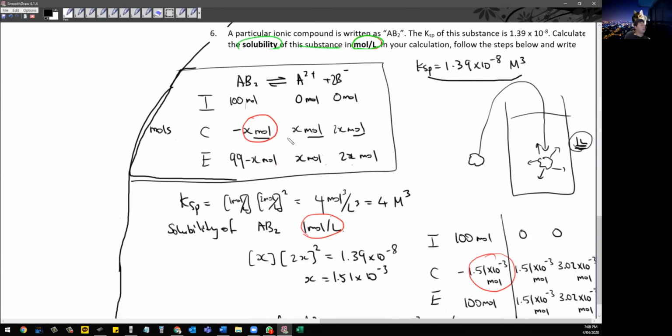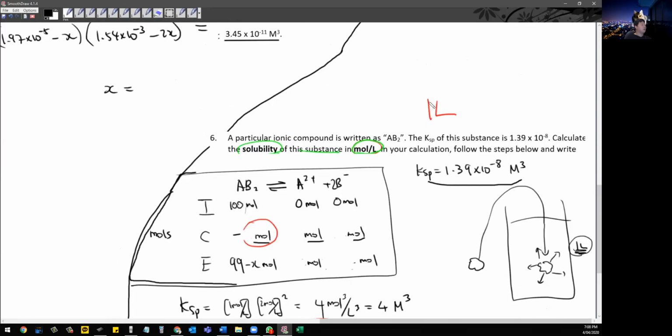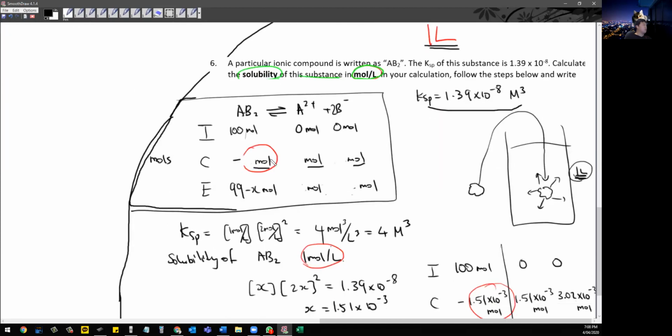Obviously it's far easier to understand this stuff, right? That's what I'm talking about. If there's no mention of volume, assume there's 1 liter, and just say these are all just number of moles.